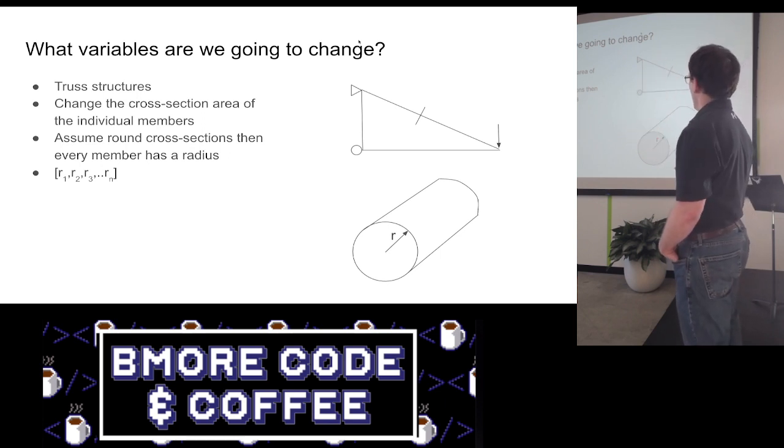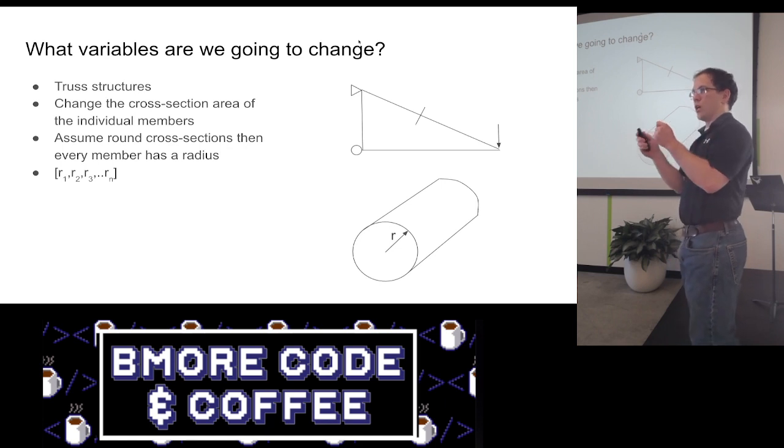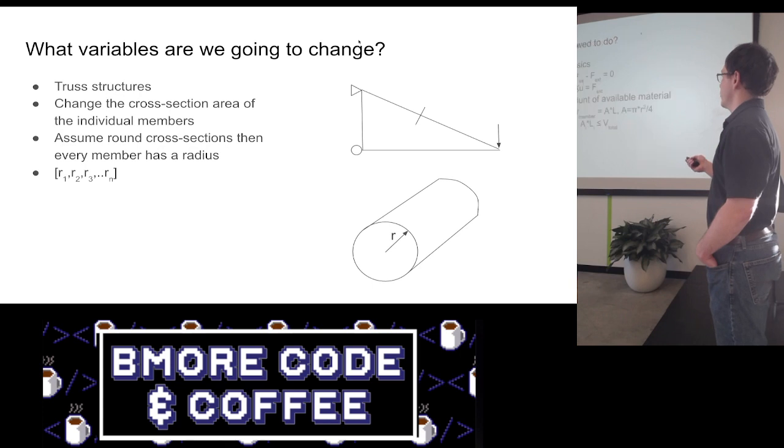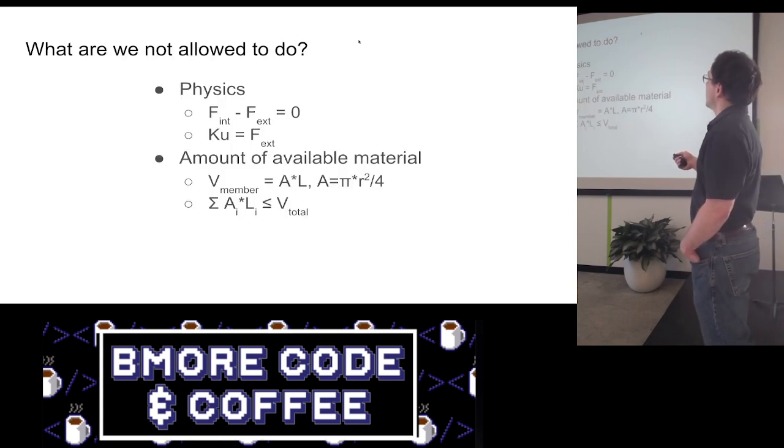Okay, so if we have a bunch of truss elements, then we can create a vector of all of those radii, and that's going to be our decision variables. So those are the things that we're going to change in the truss structure to try and find the optimum distribution of area. All right, constraints.